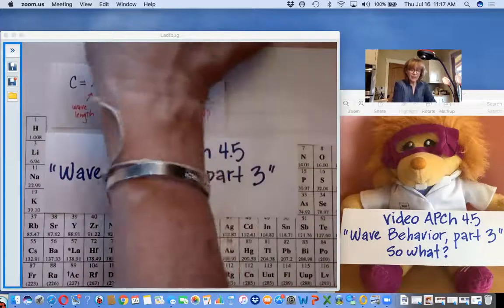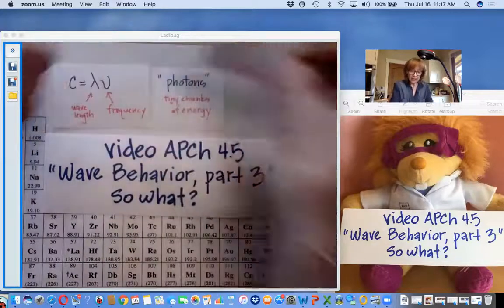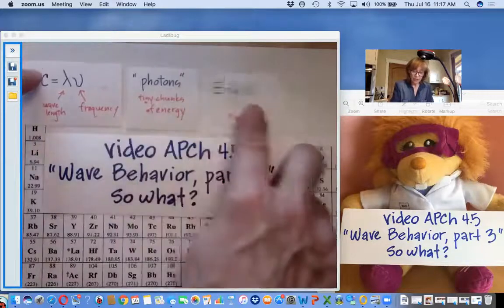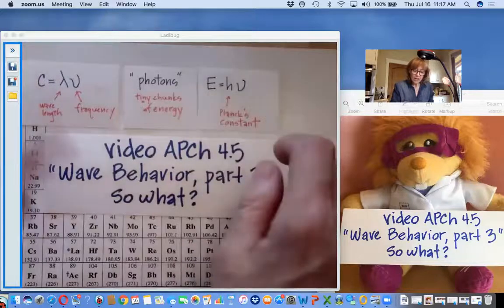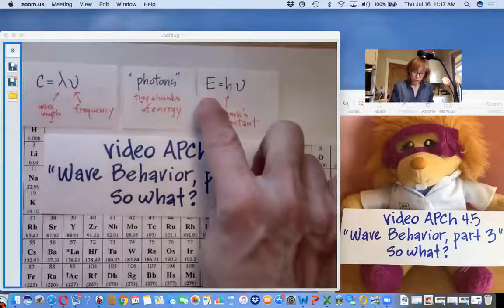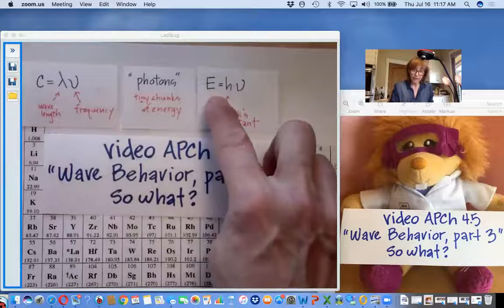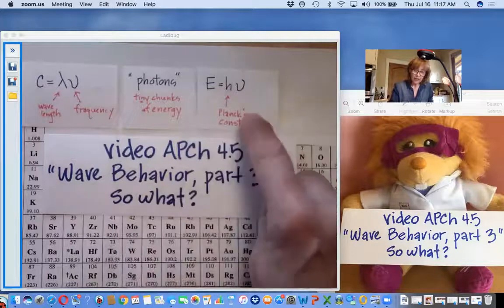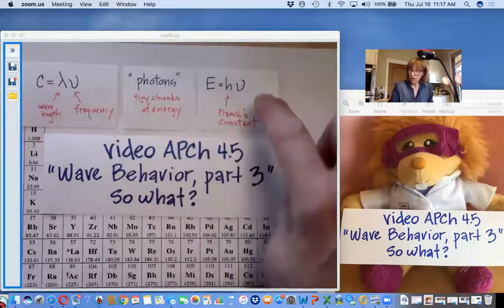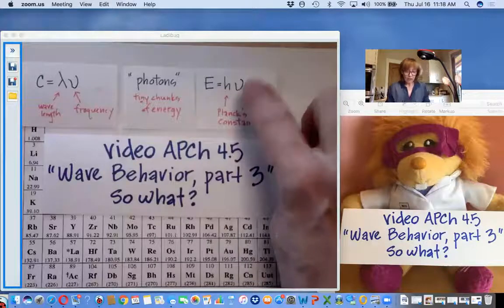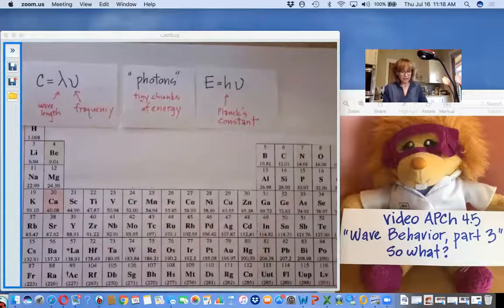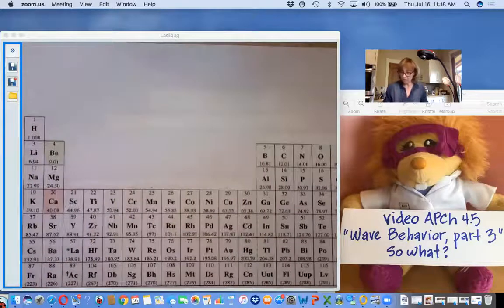And then we said that you can actually calculate the energy of a single photon using this equation. So the energy value for any given form of radiant energy is simply Planck's constant times the frequency. All right, so let's see how this is going to help us in chemistry.